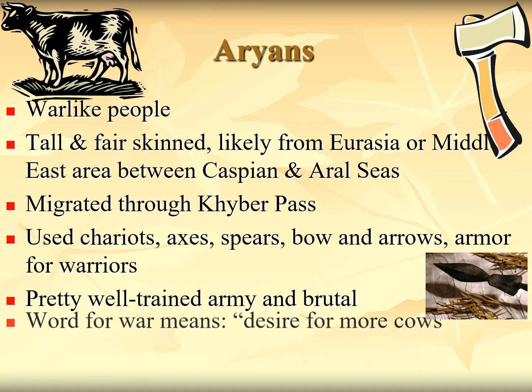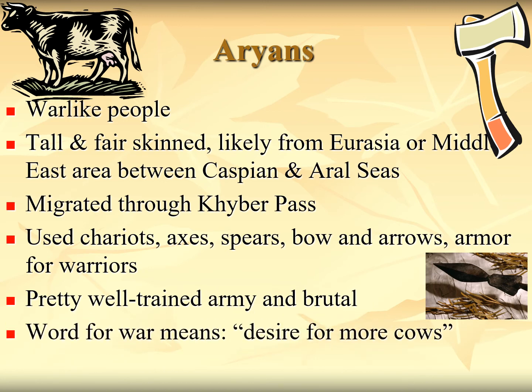So the Aryans are warlike people. They're tall and fair-skinned, likely from the Eurasia or Middle East area of the Caspian and Aral Seas. They migrated through the Khyber Pass, used chariots, axes, spears, bows, and arrows, and they had armor for their warriors. They were pretty well trained and very brutal.